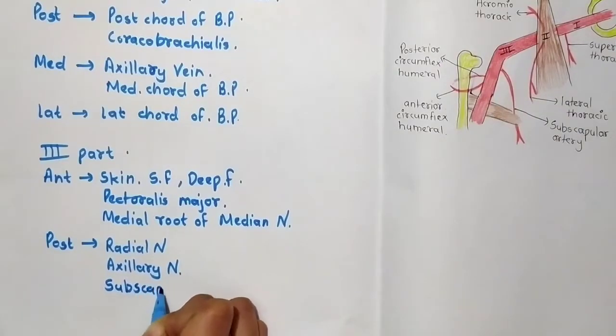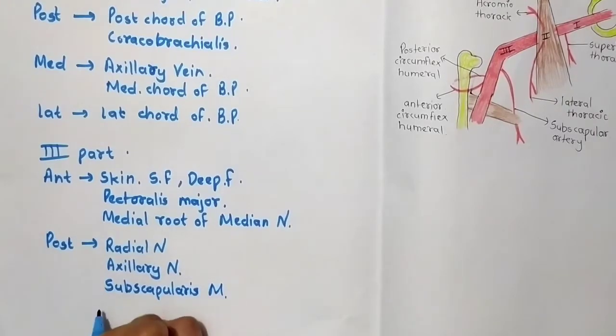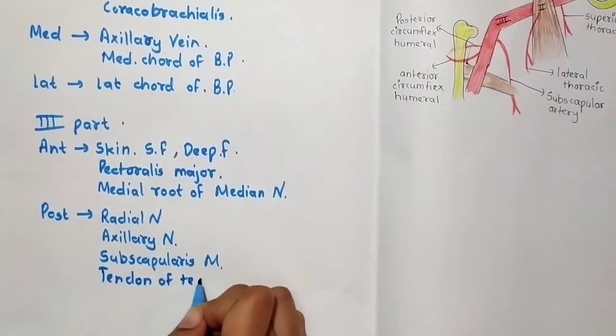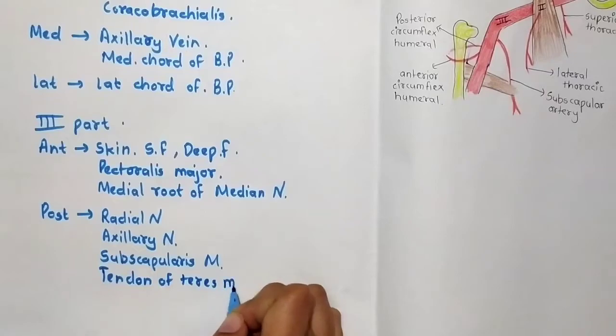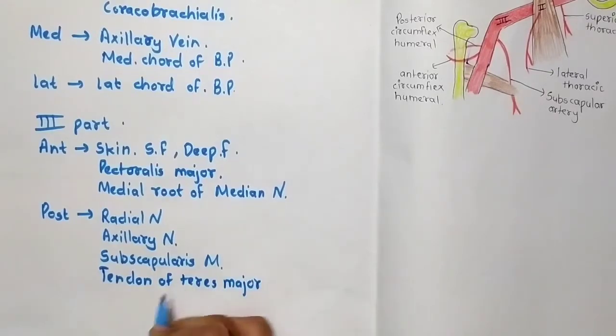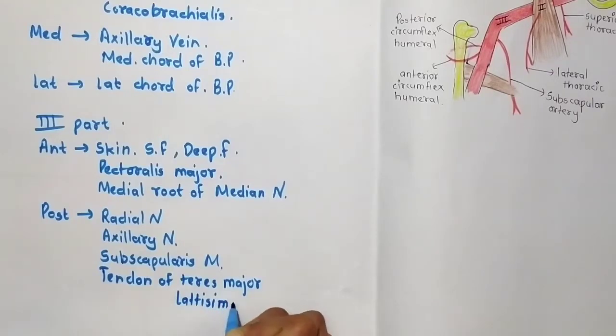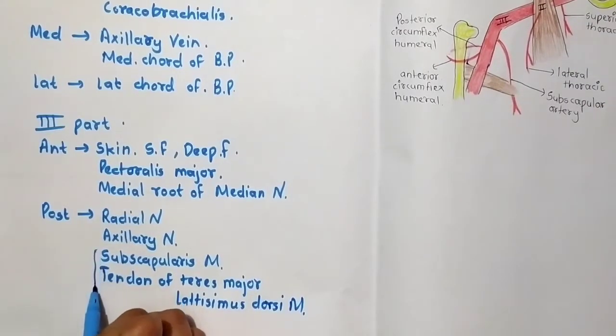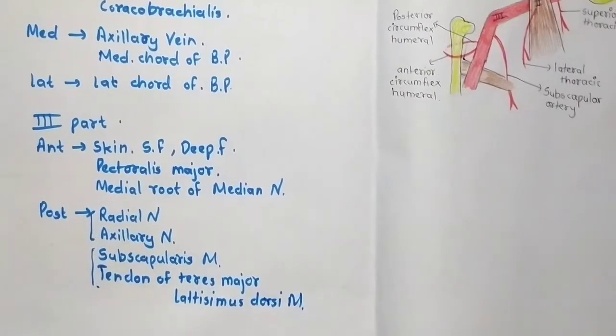Okay, and also three muscles, that is the subscapularis muscle in the upper part, and there are tendons of teres major and latissimus dorsi muscle. Okay, so these are three muscles and two nerves in the posterior relation.